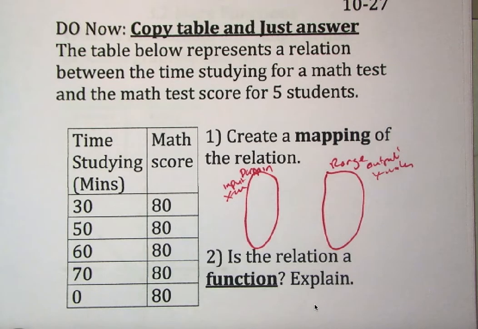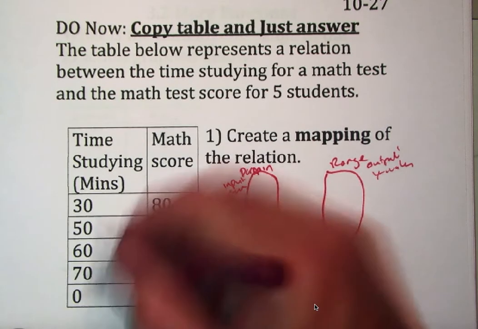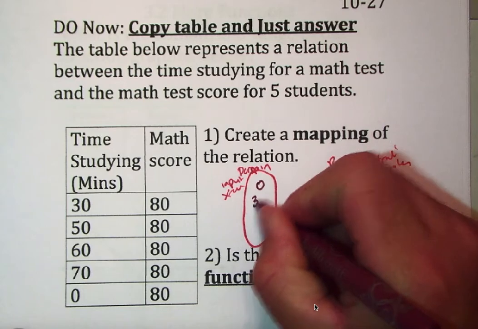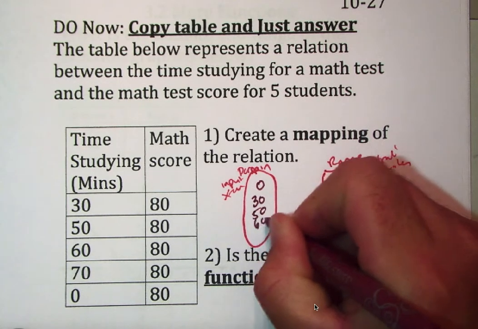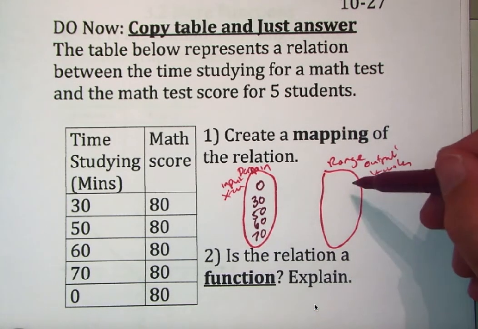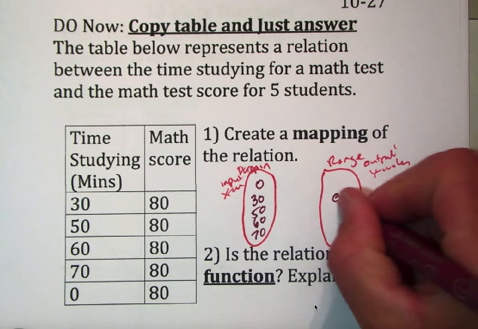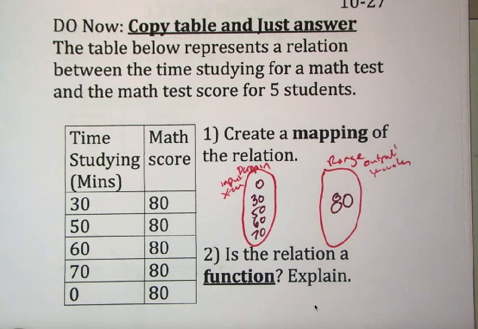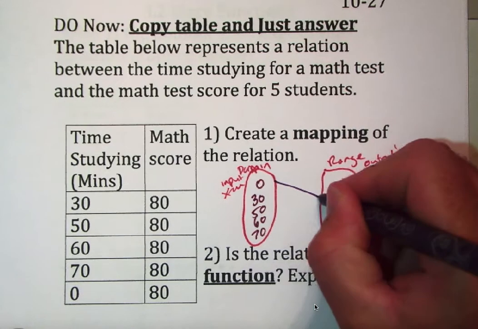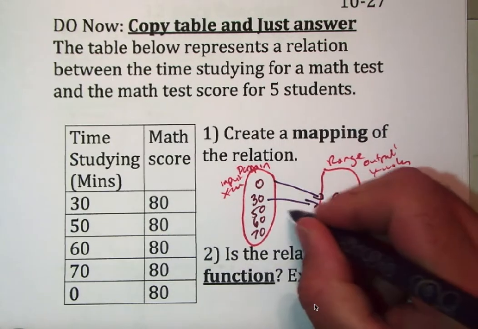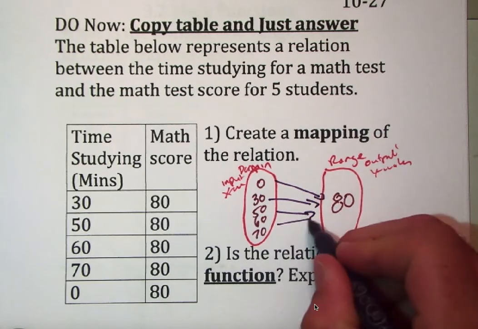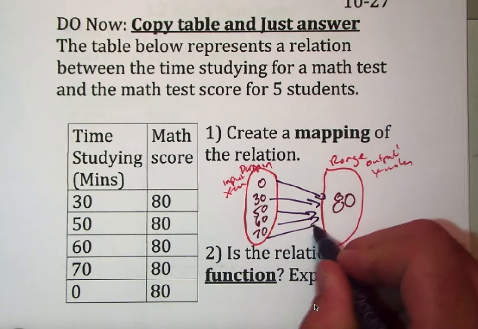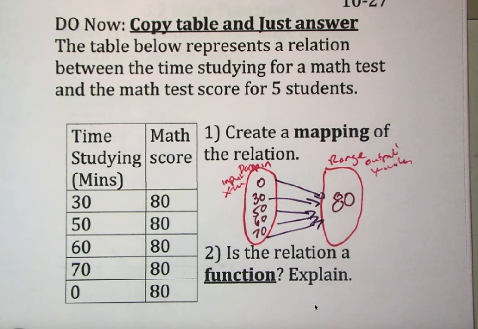Okay, so what is our domain? Well, it's any of these: 0, 30, 50, 60, and 70. And what's our range? Well, we only have one range value, 80. All right, and let's connect. 0 goes with 80, 30 goes with 80, 50 goes with 80, 60 goes with 80, and 70 goes with 80.